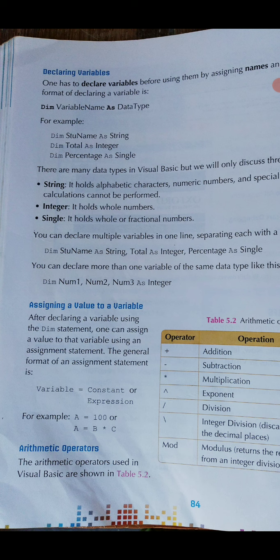An example, I think everyone has understood. Dim student name as string: you give your own name. Then Dim total: the marks you have obtained from your 6 or 7 subjects, you write the total as integer. Then you take out the percentage from your total marks and write single. Only this much. I think it's very easy, isn't it?